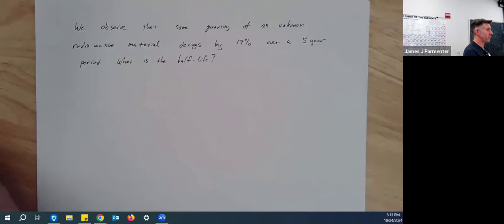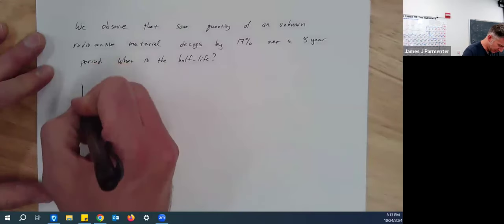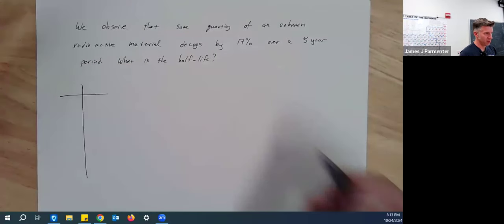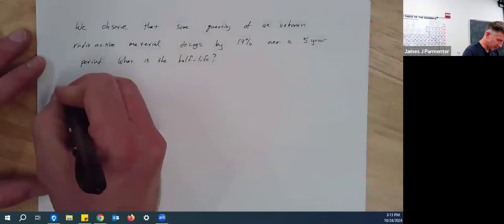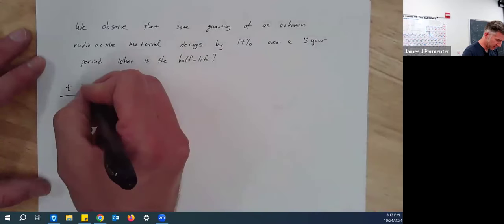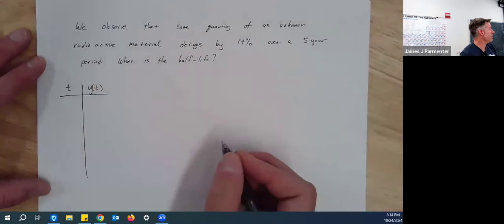100 grams, pounds, kilos, whatever. I usually use grams. But let's say our initial amount is 100 grams. So if I'm going to make up a little table over here, and I always recommend making up this table where you have your time, and then the amount of stuff. I should also write down the model, right?